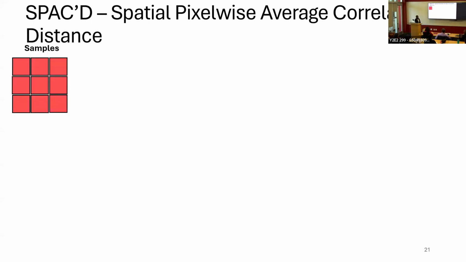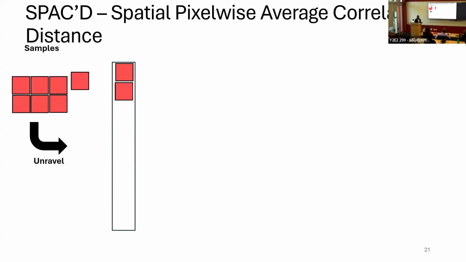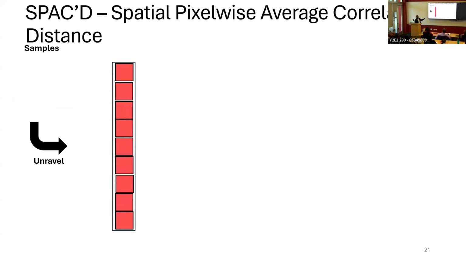Now, I'll talk about the second metric. It's called spatial pixel-wise average correlation distance, or SPACE. I invented this metric, and I'll explain how it works with a picture. So imagine you have some samples. I generate a sample, a 3x3 image, and each box is a pixel or temperature value. Then I unravel that sample into a feature vector. So now this is a vector, and each piece is a temperature.